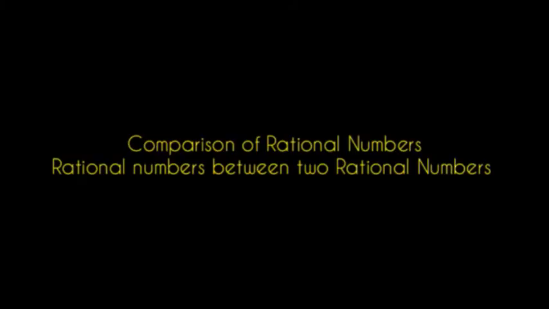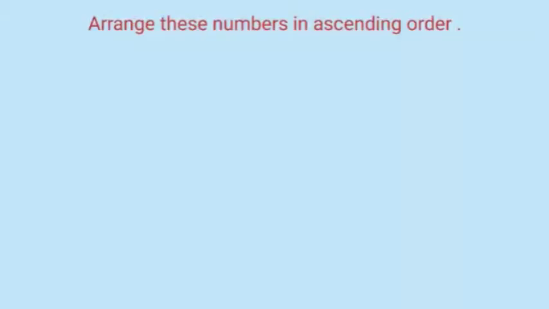Today we are going to consider the topics comparison of rational numbers and rational numbers between two rational numbers. First we are going to consider the topic ascending and descending order of rational numbers. Arrange these numbers in ascending order. 5 by 7, minus 4 by 9, 2 by 3.